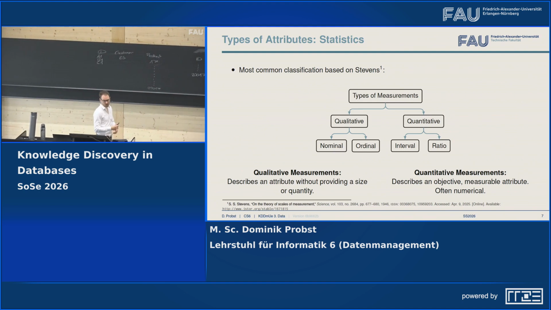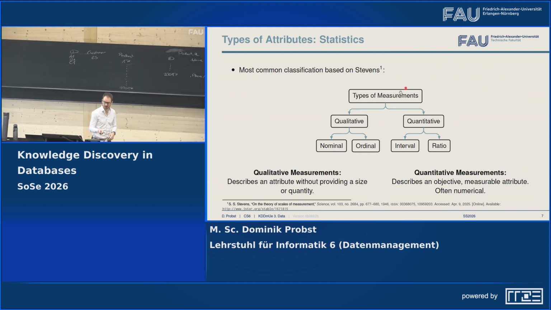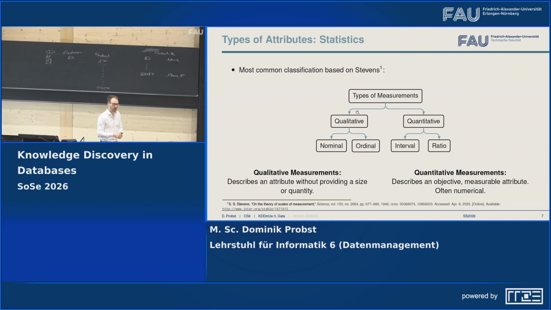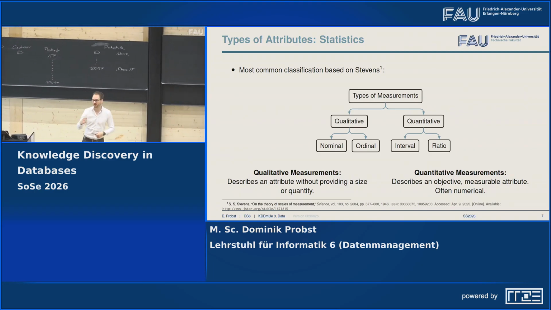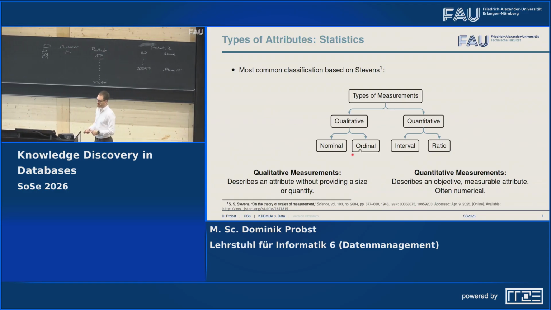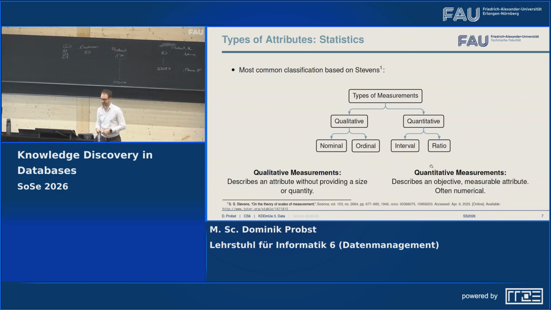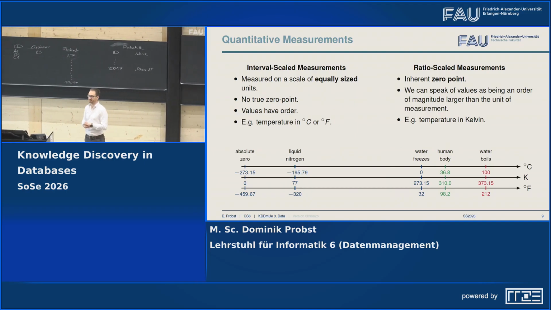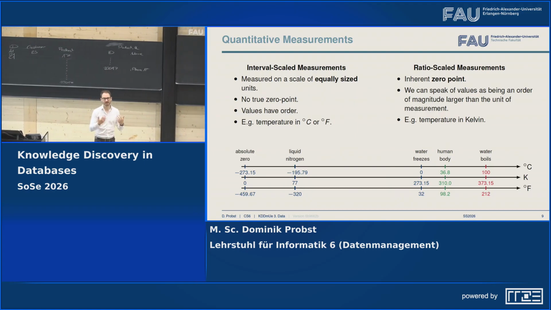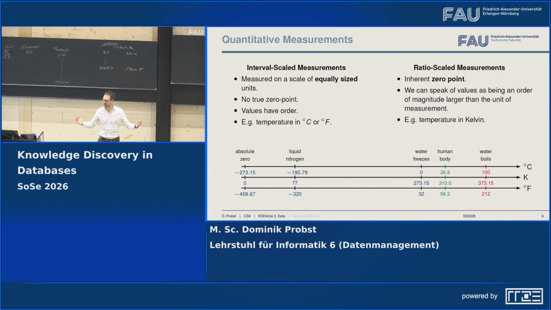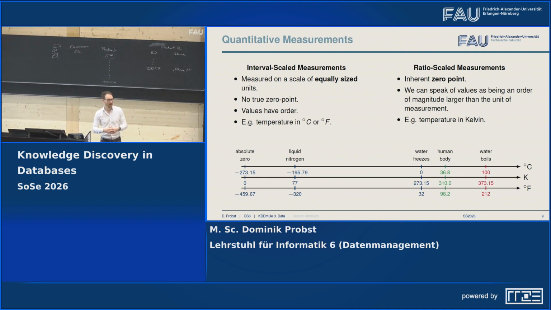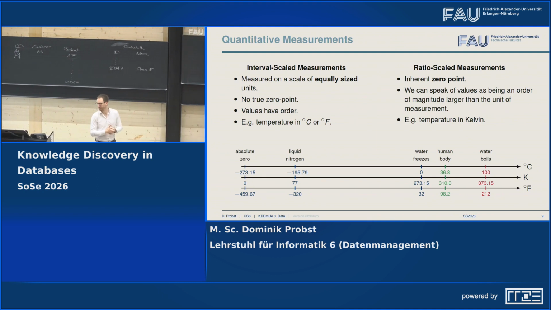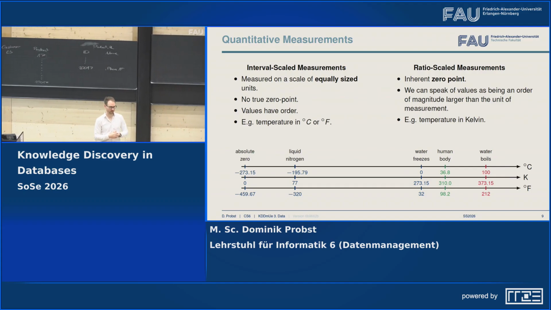Now we can go back to the Stevens classification. We can also have quantitative measurements being split up into two different types, because we can have interval data and ratio data. For interval scaled measurements, so interval data, we measure things on an equally scaled unit scale, where we do not have any true 0 point. Of course, values have always an order with quantitative measurements.